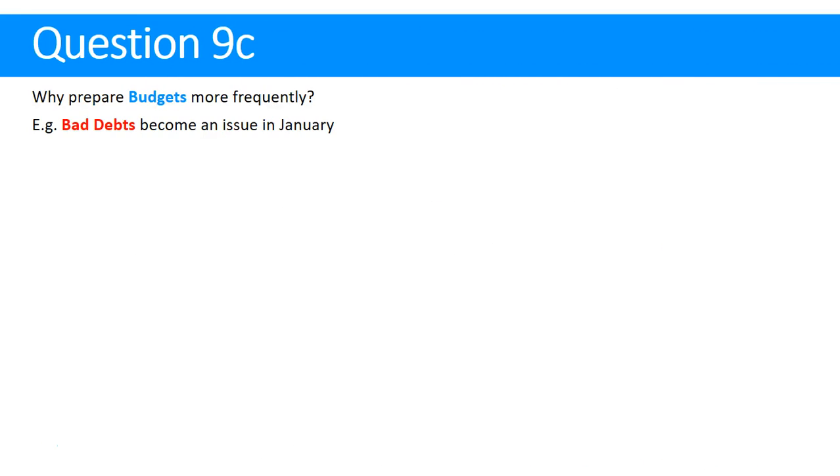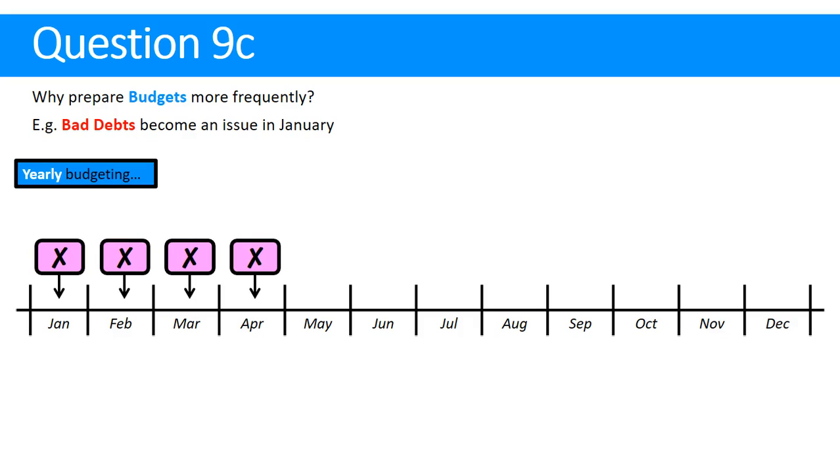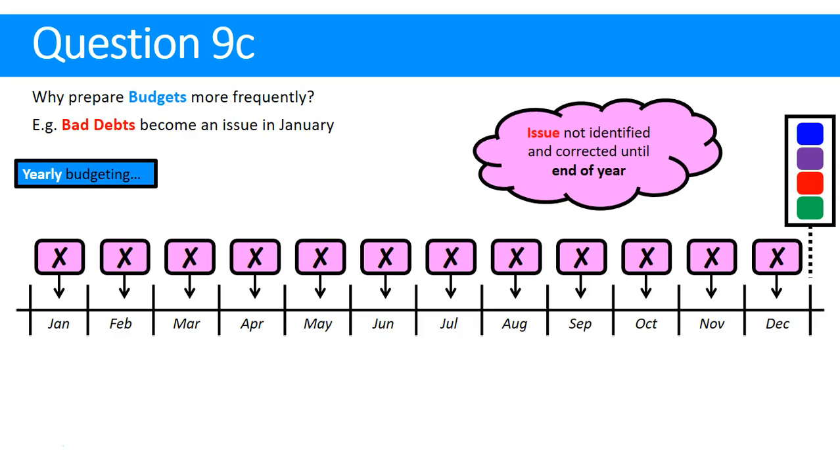So why should we do this then? The best way to look at that is maybe look at an example. Let's say the business has a real problem with bad debts in January. Now, if we're doing yearly budgeting and we've got a problem in January, our problem is we're actually not going to identify that throughout the year. We might think we have a problem, but until we've actually done a budget variance report and compared our results with what we hoped, identified problems and fixed them, that's going to be an issue for the whole 12 months. And we can't fix it until the end of the year.